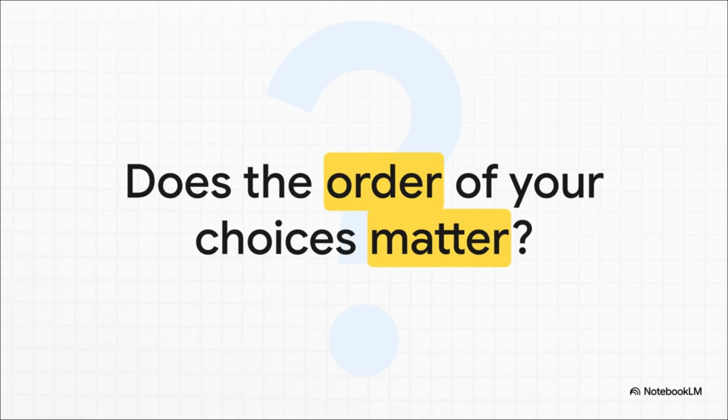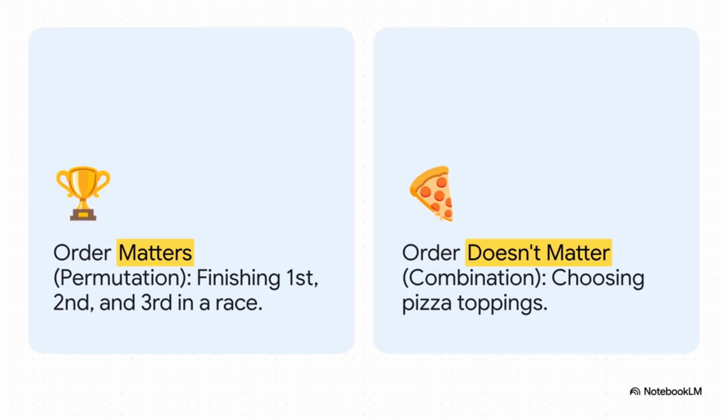Okay, this brings us to what I think is the single most important question you will ever ask when you're solving these problems. Does the order that you choose things in actually matter? The answer to this one question is going to send us down one of 2 very different paths. Just think about it like this. In a race, finishing first is totally different from finishing second, which is different from finishing third. The order is literally everything. That's a permutation. But what about pizza toppings? Does it matter if you ask for pepperoni then mushrooms or mushrooms then pepperoni? Nah, it's the same pizza. The order doesn't matter, and that's a combination.